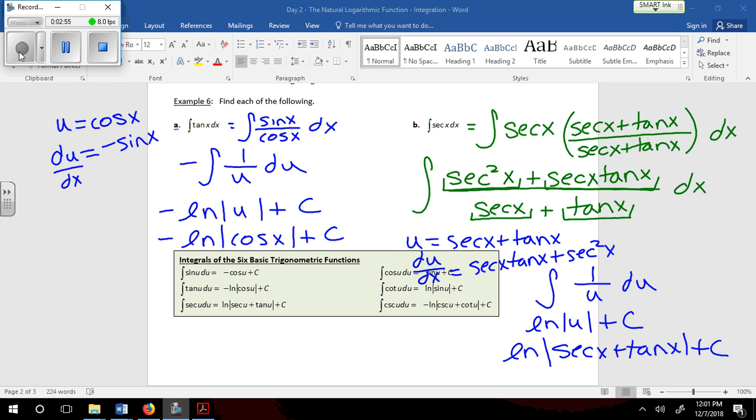And so very similarly, you could do cosecant. Instead of multiplying by secant plus tangent, you would multiply by cosecant plus cotangent. But you can see in the notes that you have on your paper right here, it has all of those written out, what the integral of each one would be.